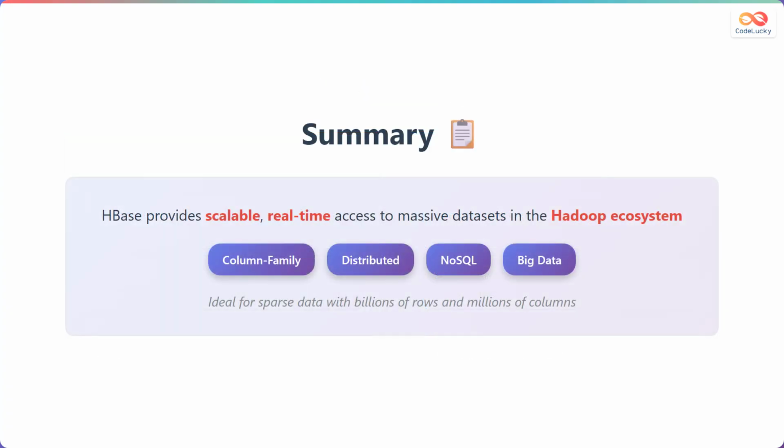To summarize, HBase provides scalable, real-time access to massive datasets in the Hadoop ecosystem. Key features include column family structure, distributed architecture, NoSQL capabilities, and suitability for big data. It's ideal for sparse data with billions of rows and millions of columns.